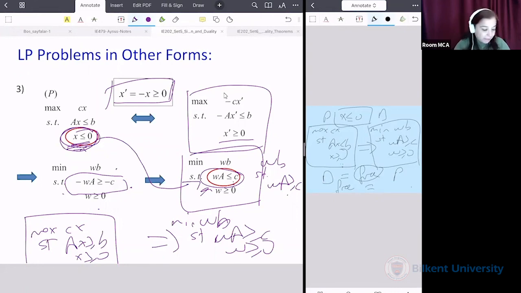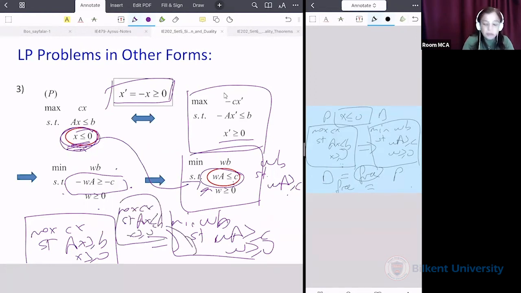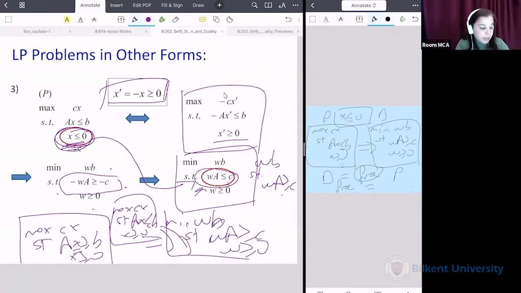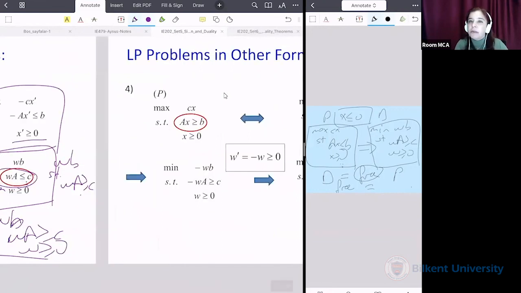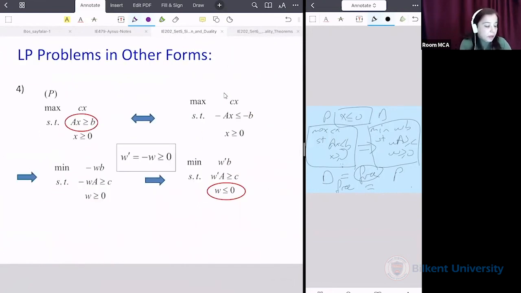It is not correct, because this is the dual when I have AX less than or equal to B, X non-negative. This is the dual for my legitimate canonical form max problem. If my problem is not in the canonical form, of course something should be changing. Let's see why it's true.